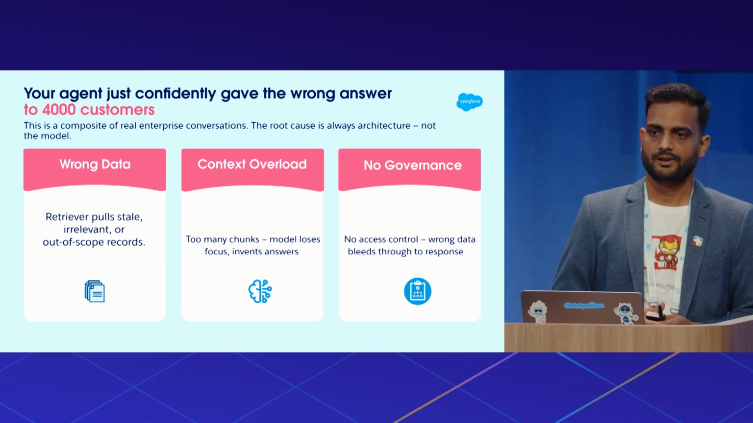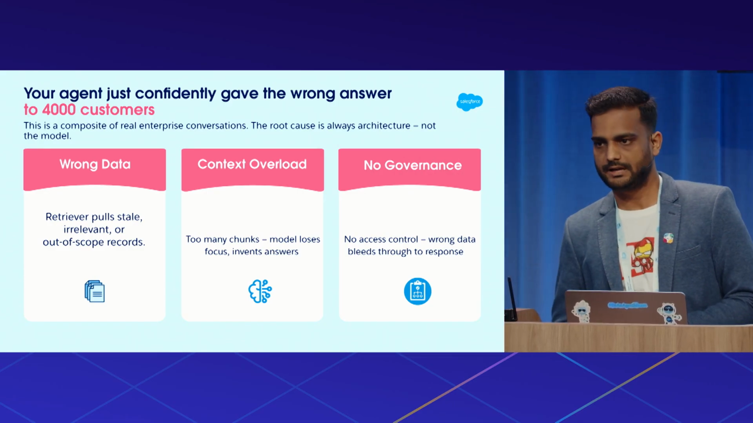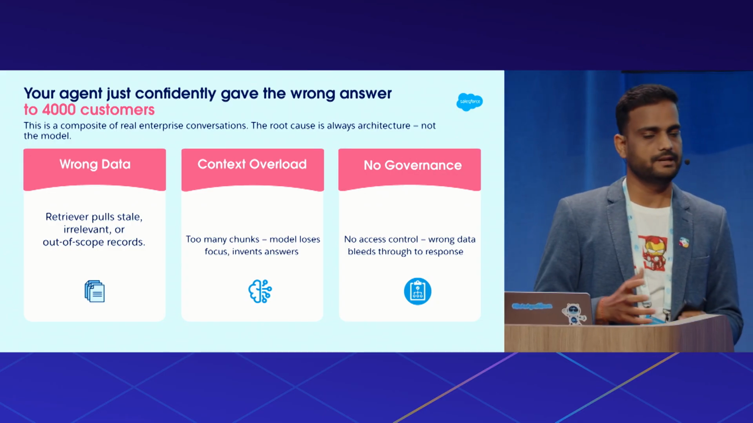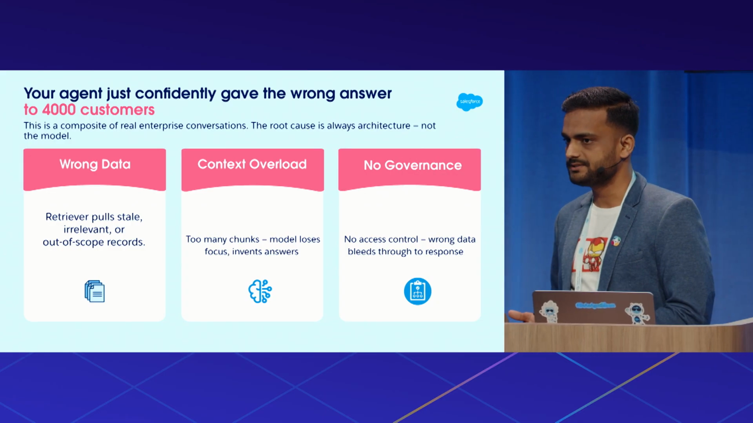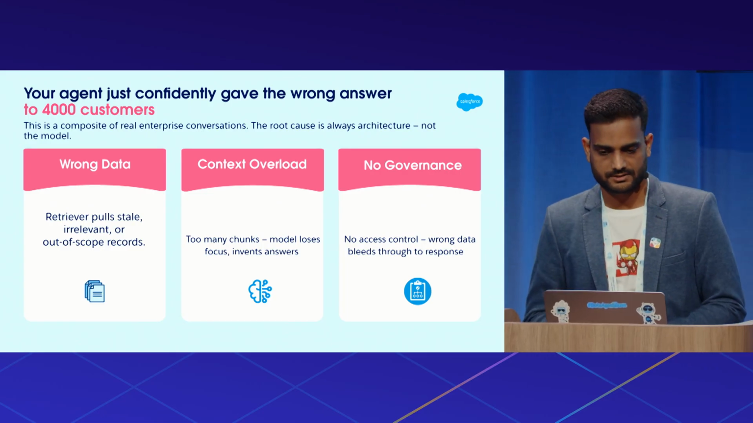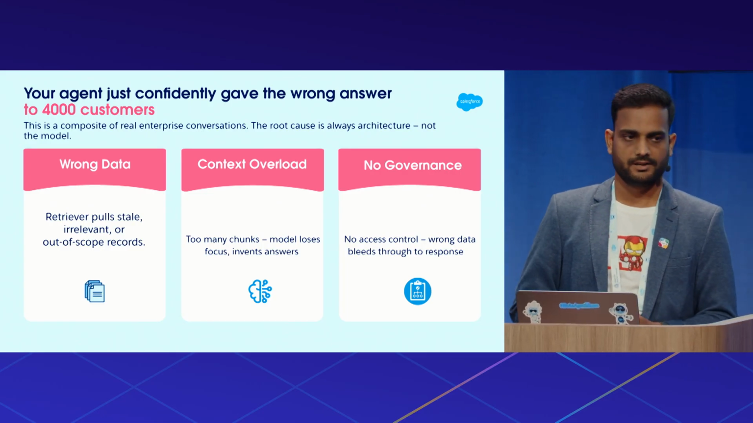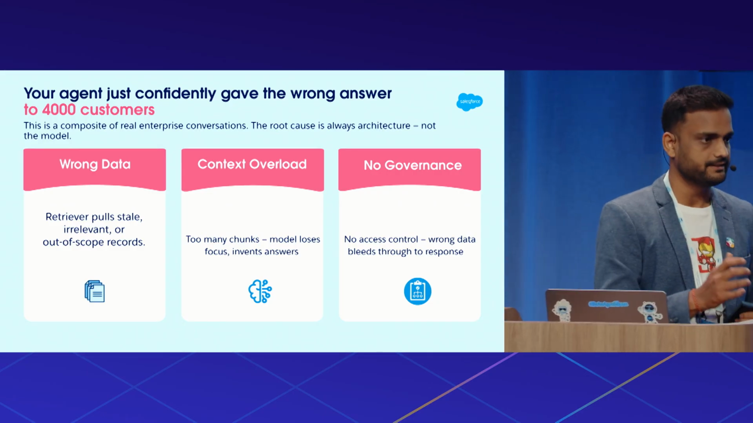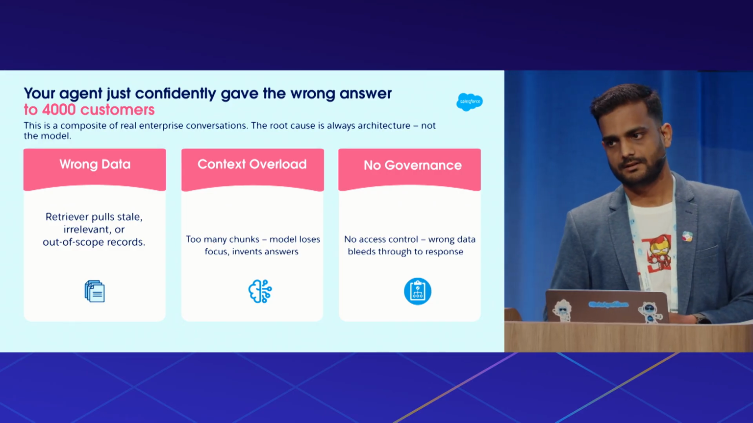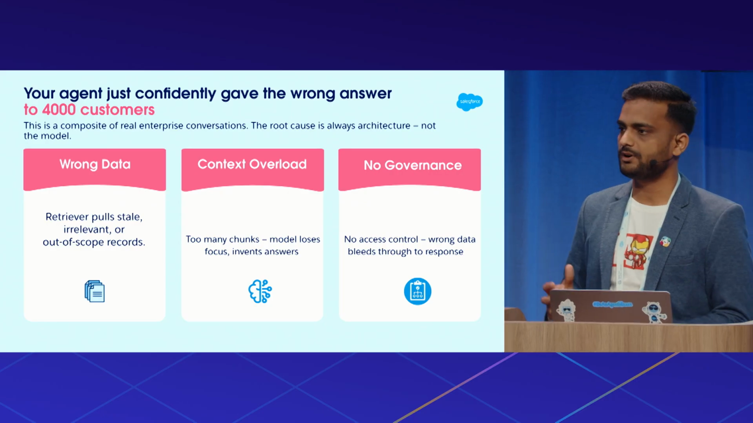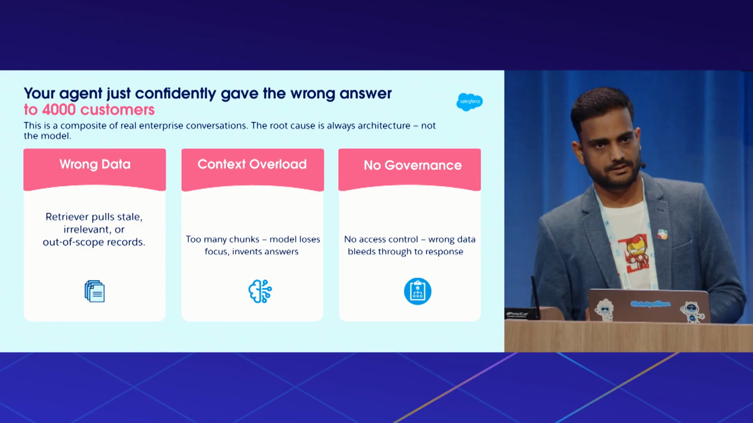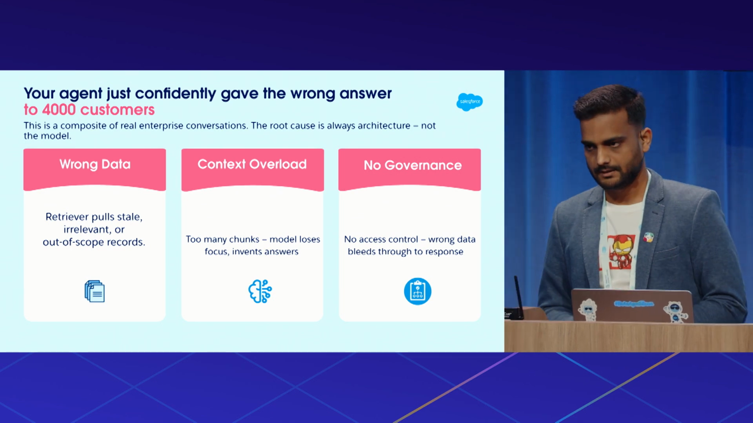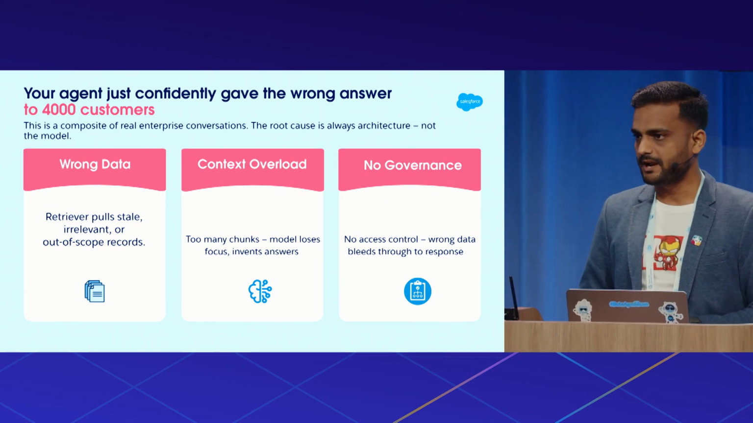Context overload. If you are passing too many chunks to your LLM, it would start inventing answers. It will mostly summarize the answer, which is not accurate for your customers. Then no governance. If you are not applying any role-based filtering while creating your retrievers, you would actually expose a lot of information to other customers or end users who are not supposed to see that information. So these are the primary factors.